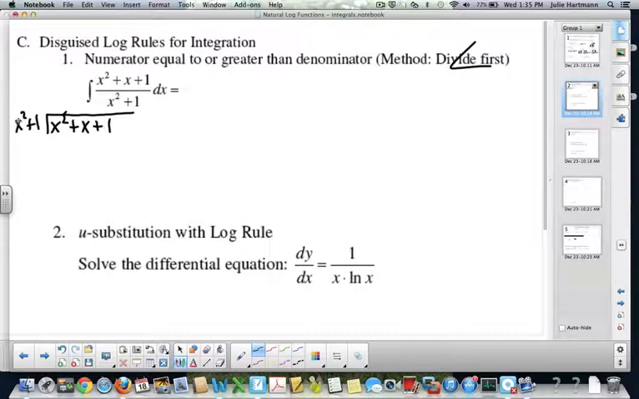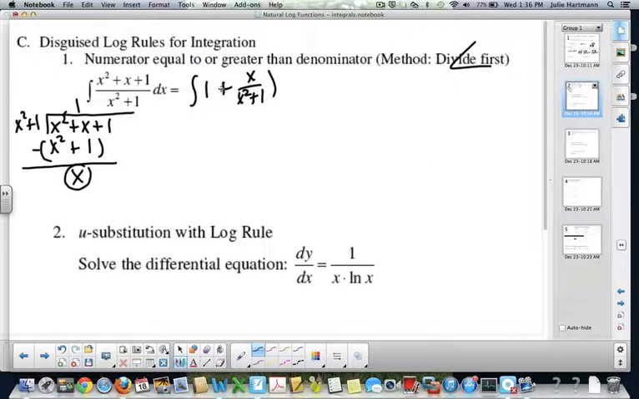I don't know if you remember doing this. X squared goes into x squared 1. So that's x squared plus 1, and we subtract. So x squared minus x squared, you get x, 1 minus 1. And then x squared does not go in there, so that's your remainder. So you would get 1. So you would do the integral of 1 plus x over x squared plus 1. Maybe you kind of remember that. More importantly, I want you to see how to integrate from here.